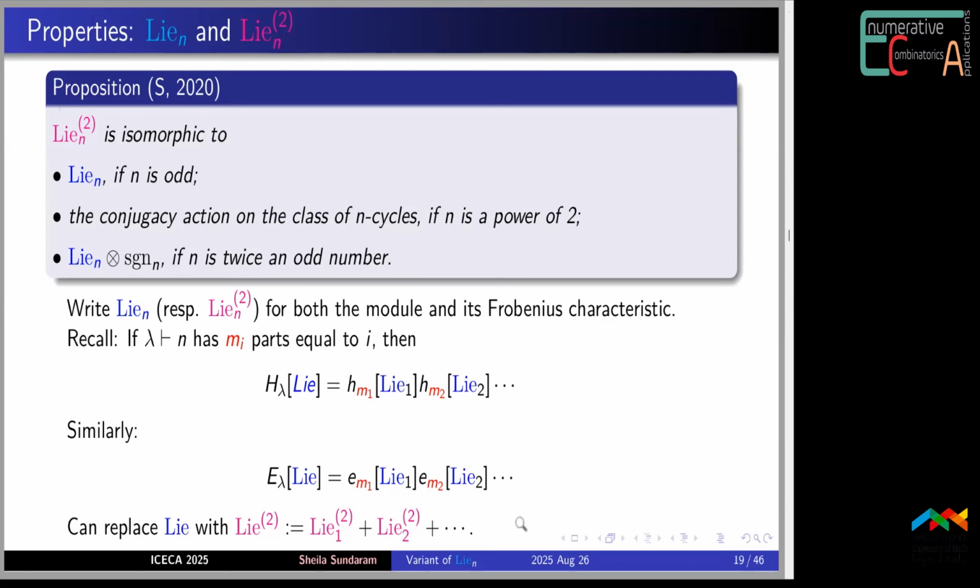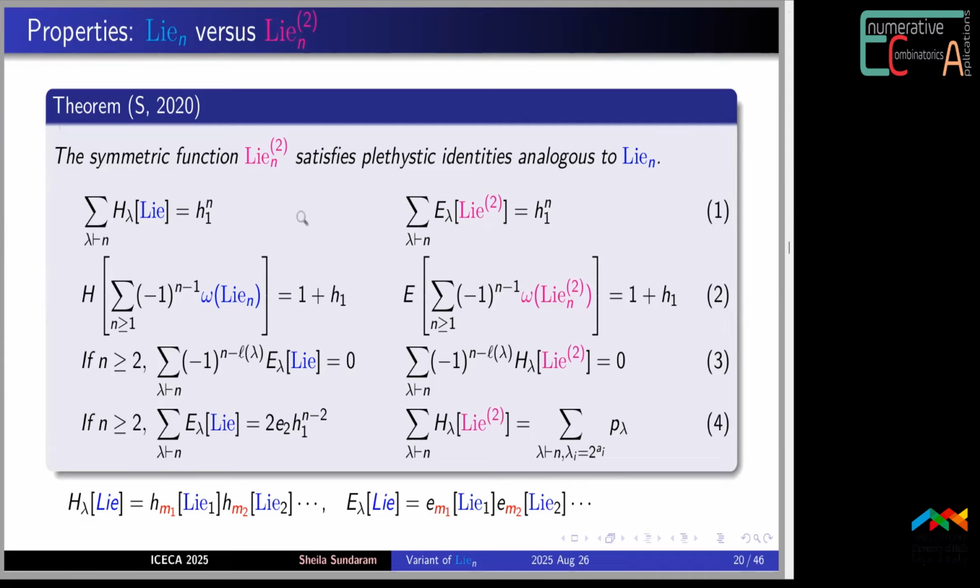Okay, so here is the first slide. I'm going to go through this very carefully, so I hope it's not too daunting to look at. The first theorem is that as a symmetric function, Lie_n superscript 2 satisfies plethystic identities analogous to the ones that Lie_n satisfies. On the left, I've listed all the Lie identities, and on the right are all the Lie superscript 2 identities. I think I said this before, the classical Lie will be in blue, and the variant will always be in pink, or actually magenta in LaTeX.